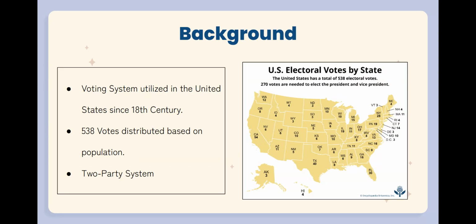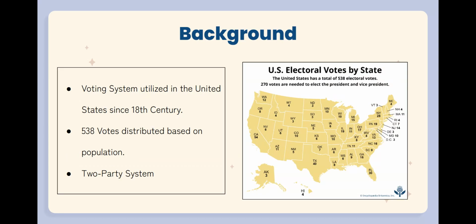Now, if you look at this image on the right from Britannica.com, you can see that it says 270 votes of the total 538 electoral votes are required to elect the president and vice president. And the map also shows each state and how many electoral votes they have. The biggest states with the most population will have more electoral votes.